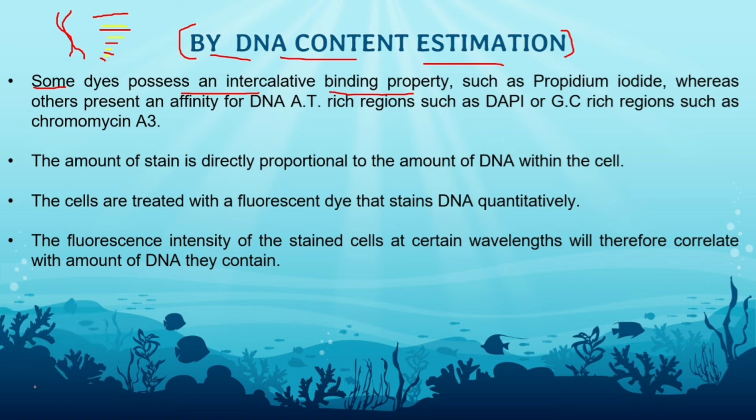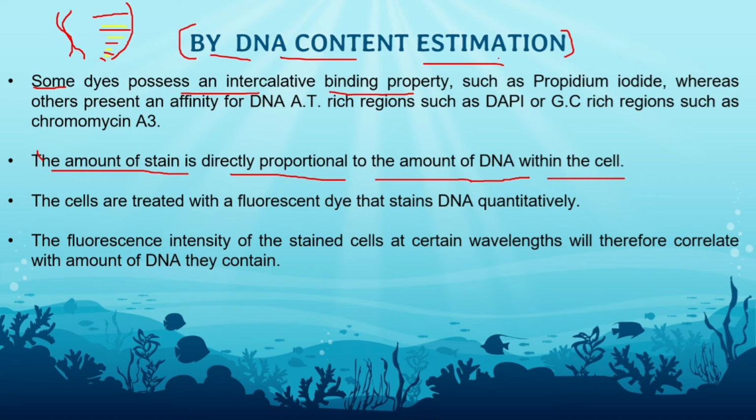and that dye possesses fluorescence activity. So once these dyes intercalate in between the nitrogenous bases, we will get to know the amount of DNA, because the amount of stain is directly proportional to the amount of DNA within the cells. It is obvious that the more the amount of DNA, the more the number of nitrogenous bases, and the more the space will be available for the dye to intercalate in between the nitrogenous bases.